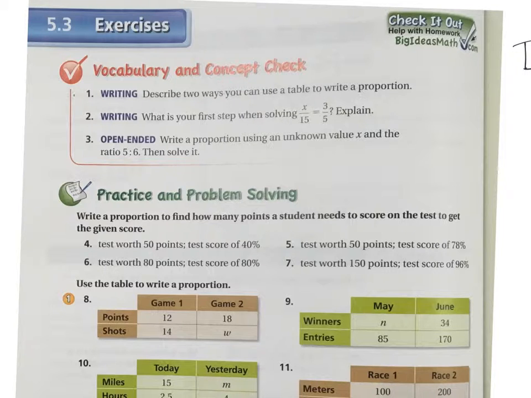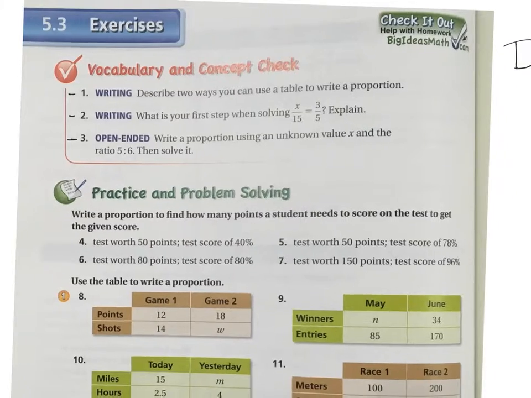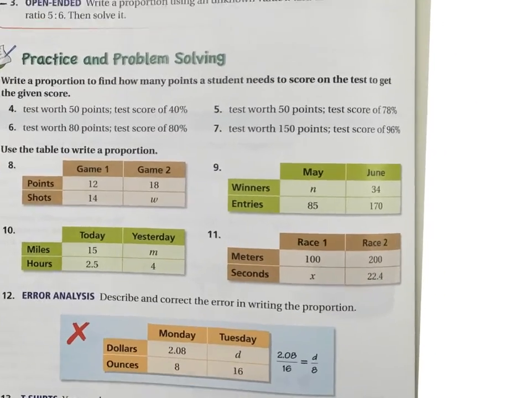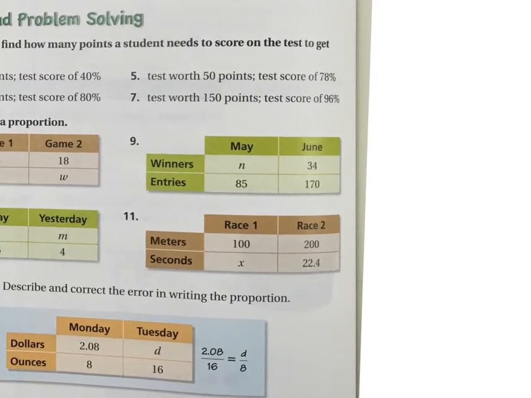Remember, always, this is going to be in example 1, or the key idea. This is going to be part of example 1, and this is just to prove that you know what we're talking about. So when we're describing two ways that you can use a table to write a proportion, it's in number 1, example number 1, or the key idea. So I'm going to just allow you to use your noggin for that.